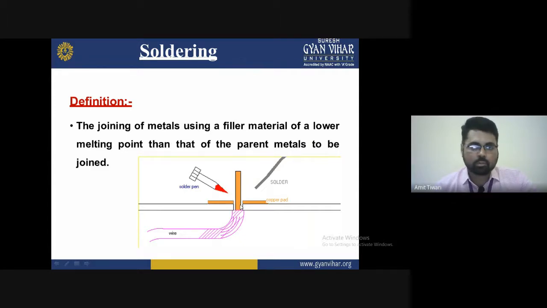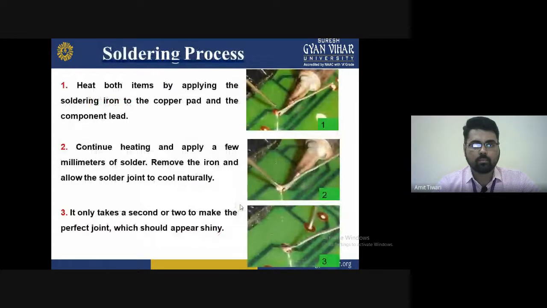So this is the most common type of process, generally soldering. We keep one filler material, and with the help of the oxyacetylene, yes. Soldering: the first point is to heat both items by applying the soldering iron to the copper plate and the component lead.